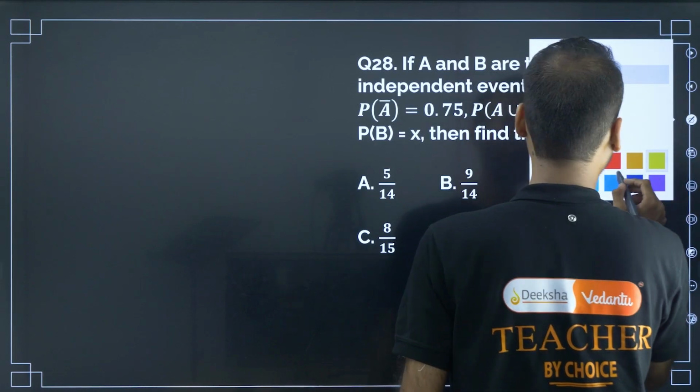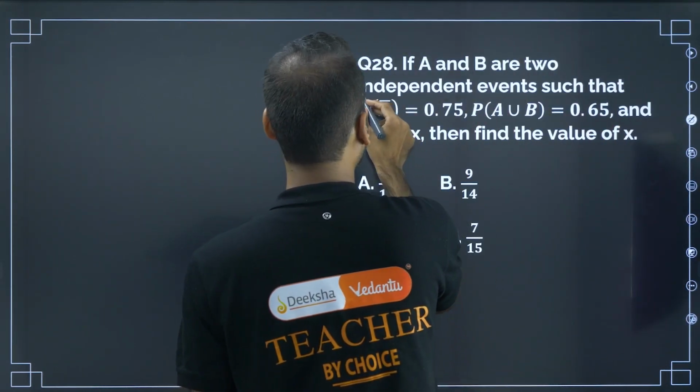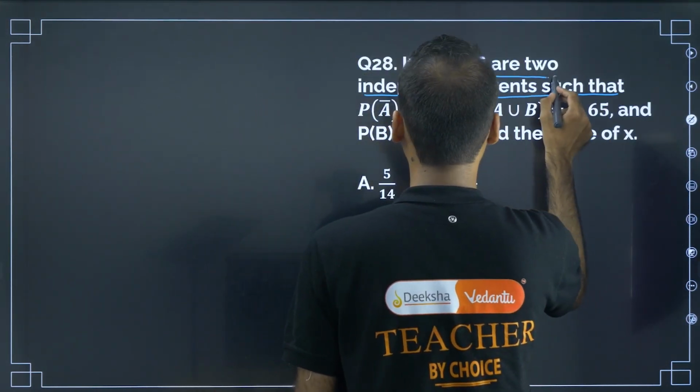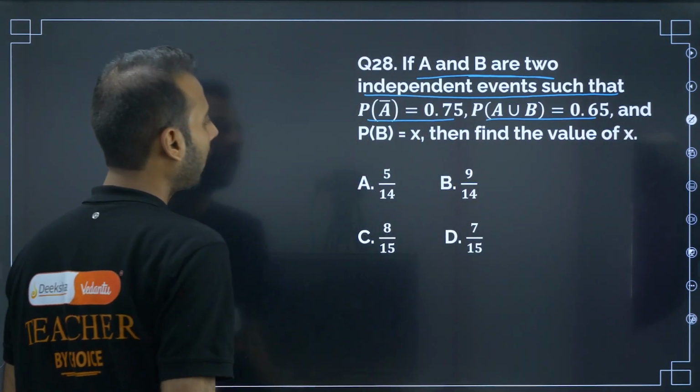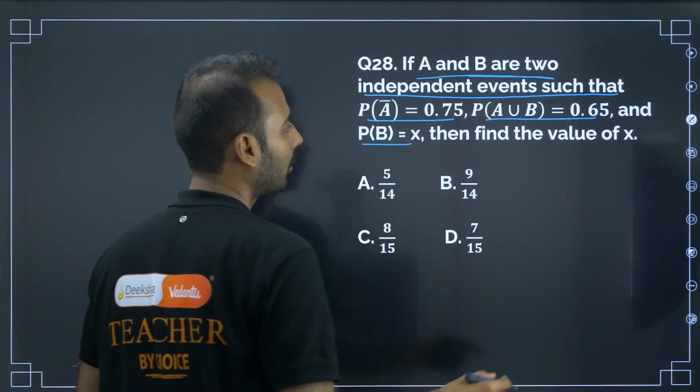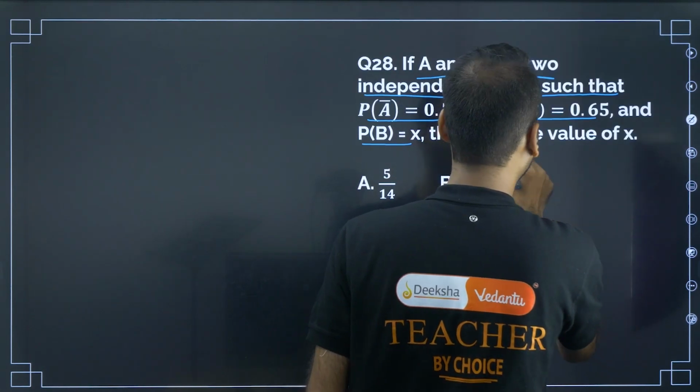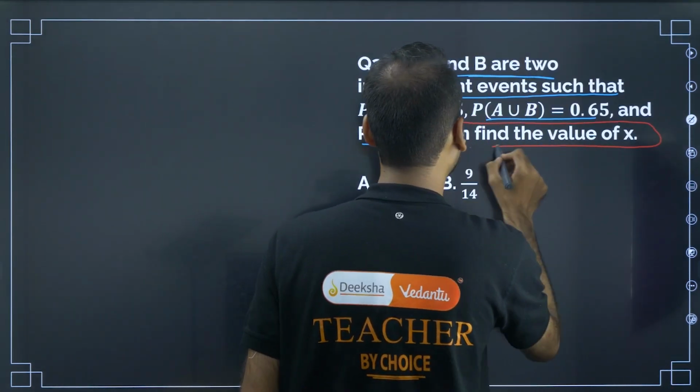If A and B are two independent events, such that P of A is this much, P of A union B is this much, and P of B is equal to this much, then what are they asking to find? Find the value of X.